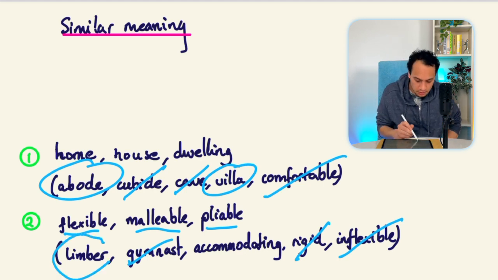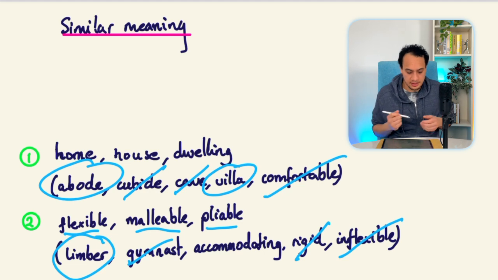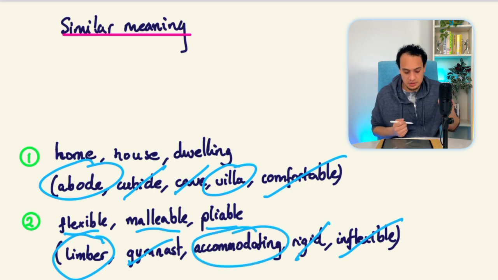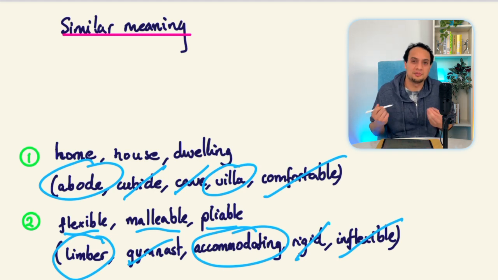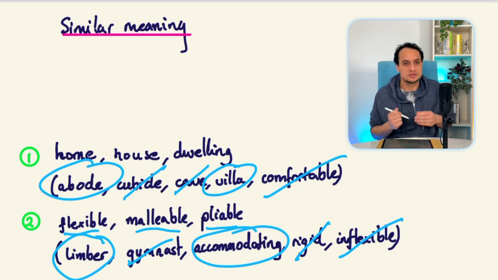So limber, again, means flexible, sort of in the sense that you might originally have thought. But then accommodating can also mean something similar too, because you can be flexible in terms of your thoughts and ideas. You can be malleable in terms of your thoughts and ideas. You can be pliable in terms of your thoughts and ideas. And you can be accommodating in terms of your thoughts and ideas. So that's also something that you've got to watch out for in similar meaning. You sometimes have words that are similar, but they're used in different contexts.